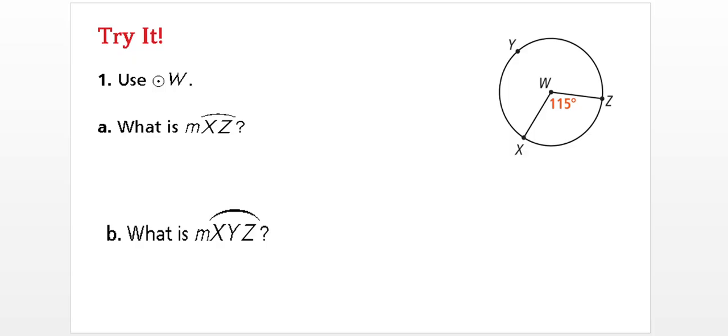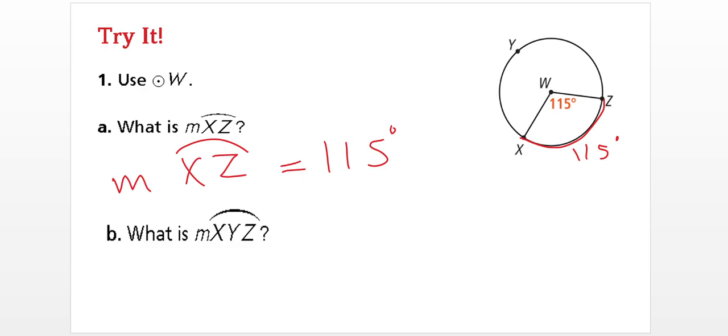Let's all try it. Question here, it says use this circle. What is the measure of arc XZ? Now where is arc XZ? This one is arc XZ, right? Now what is its measure? It's the same as the central angle. So what will be the measure of arc XZ? Let me write it clearly. The measure of arc XZ will be 115 degrees.